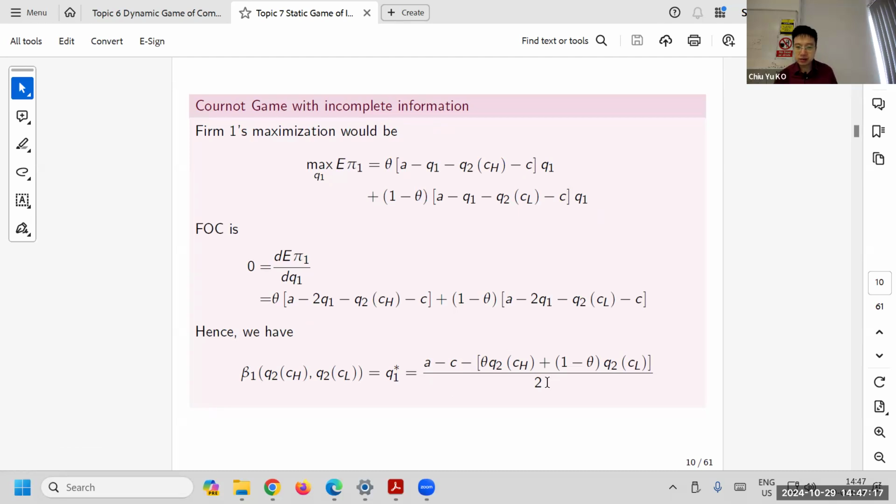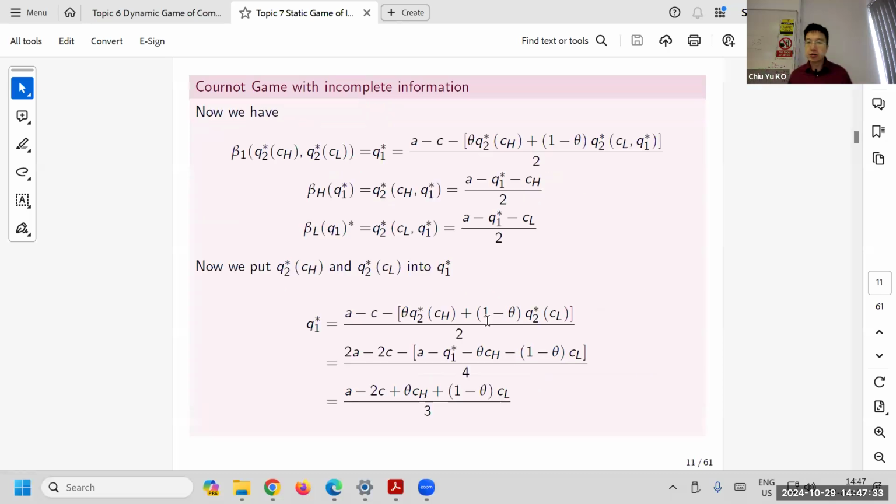Now, once you have the best response for player 1 and player 2, Bayesian Nash equilibrium means that I have a best response for everyone, right? So it's a fixed point idea. So basically, I solve 3 equations with 3 unknowns. Player 1 has only 1 equation, player 2 has 2. So I have 3 linear equations with 3 unknowns, and it's independent, so you can actually solve it.